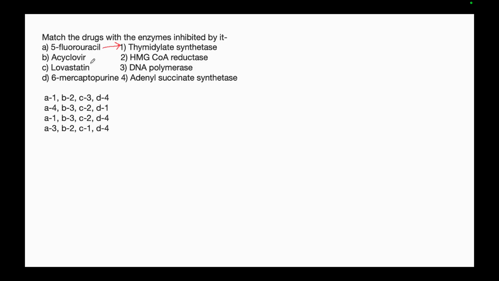Acyclovir will inhibit DNA polymerase. Lovastatin will inhibit HMG CoA reductase, and 6-mercaptopurine will inhibit adenylosuccinate synthase. So the correct answer is A1, B3, C2, D1.